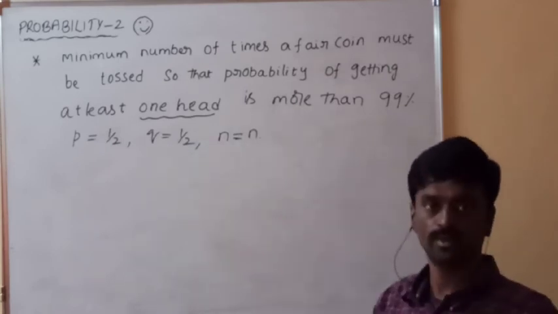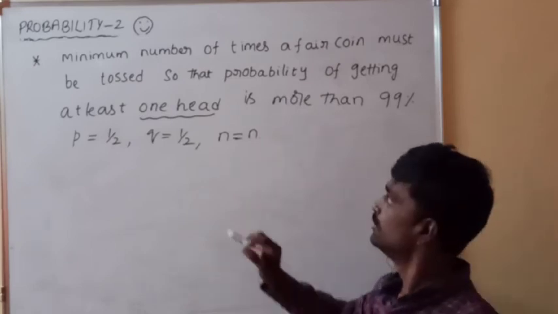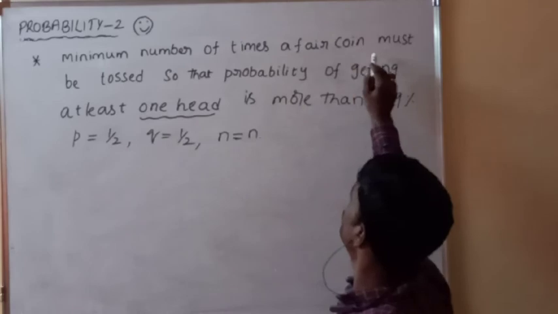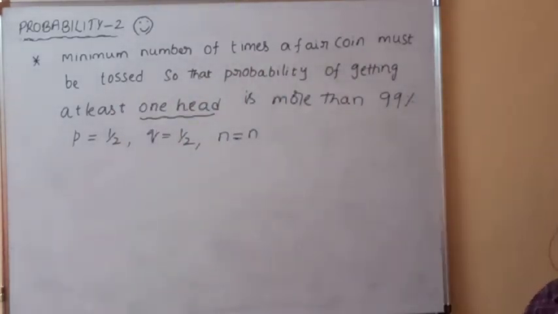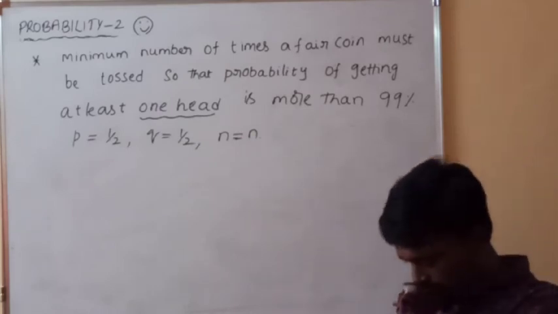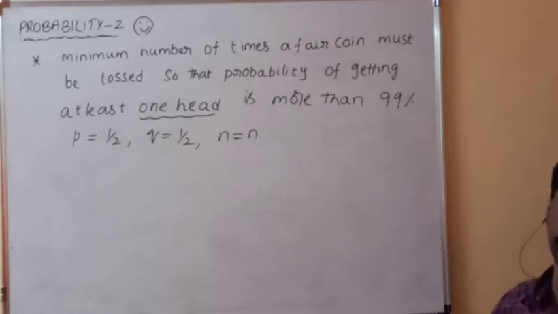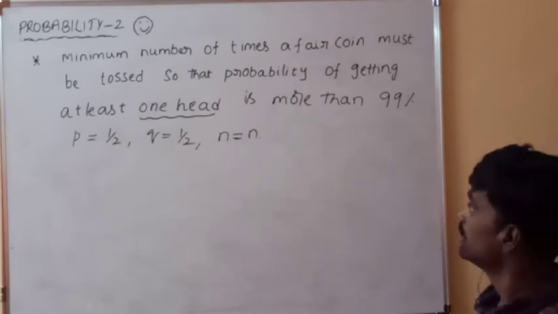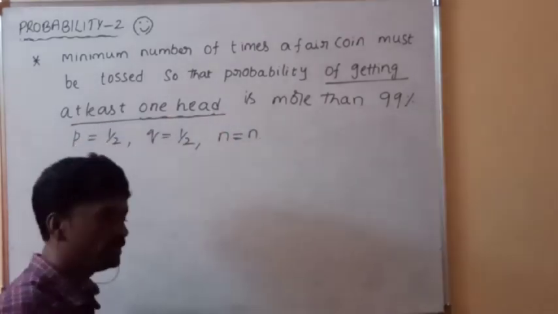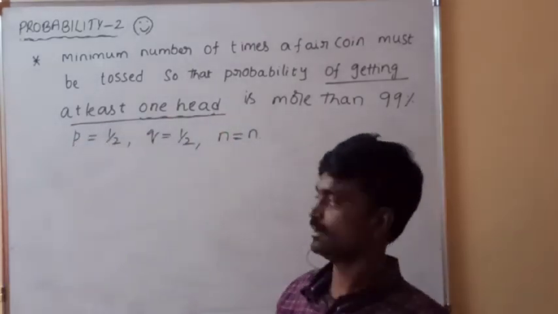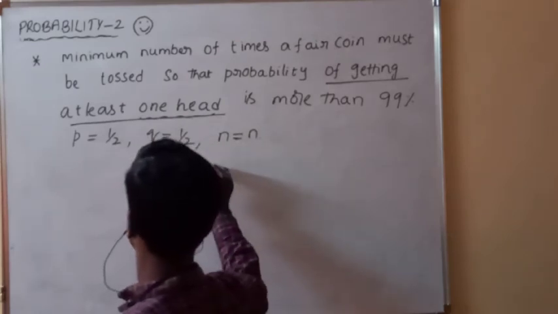Here the n value we have to find. We have to find the minimum value of n. Minimum number of times a fair coin must be tossed. That means we have to find the minimum value of n. And what is the condition? The probability of getting at least one head. That means P of X greater than or equal to 1.